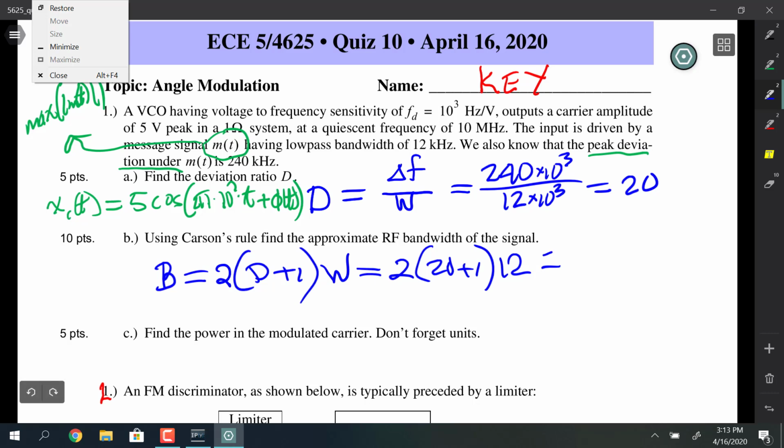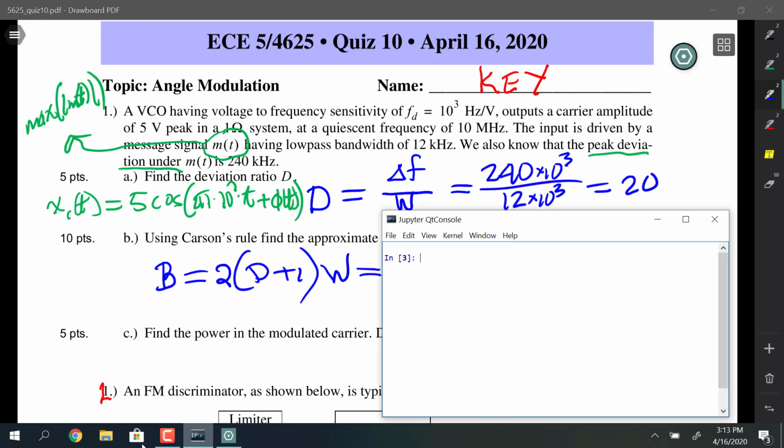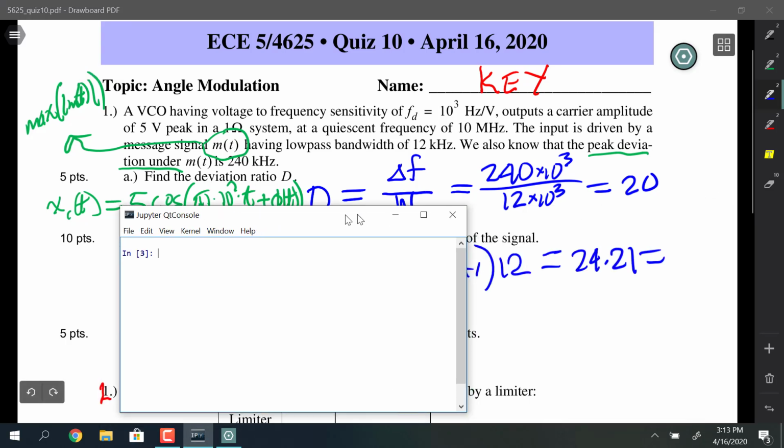Pen is stopping on me. So that's going to be 24 times 21. And I'm going to be real lazy, and I would suggest that you use your calculator if you have it, just so you don't make a careless mistake.